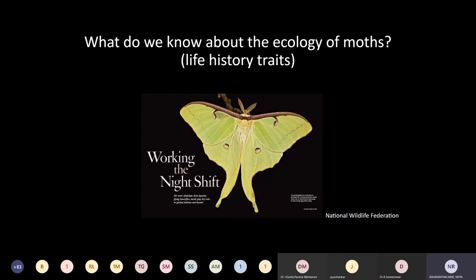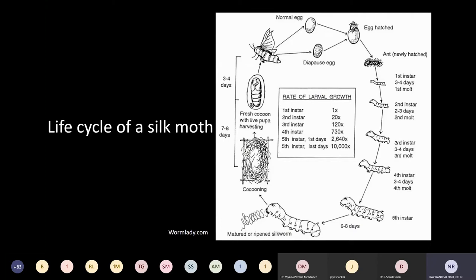So this is something I'm pretty sure everyone is familiar with, but I'll just run through it very briefly. The life cycle of a moth starts with the female laying eggs. Usually when you have an egg, it hatches directly, or it can go into a diapause if the conditions are unfavorable. And then when the conditions are favorable, the egg hatches.